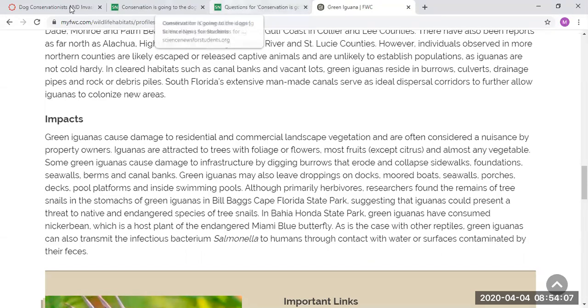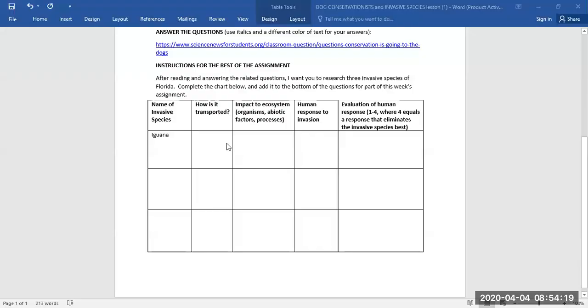Okay, so I would suggest trying to list as many of these as you can in your chart. So how is it transported? We said that was transported. Oh, I already filled that in. I'm not going to do it again.